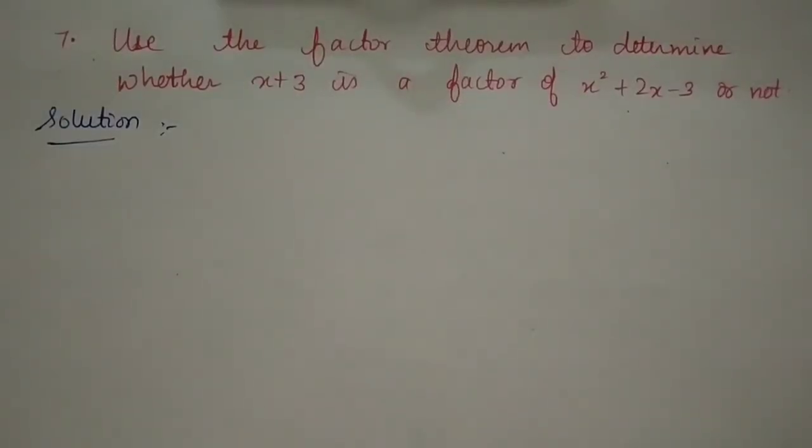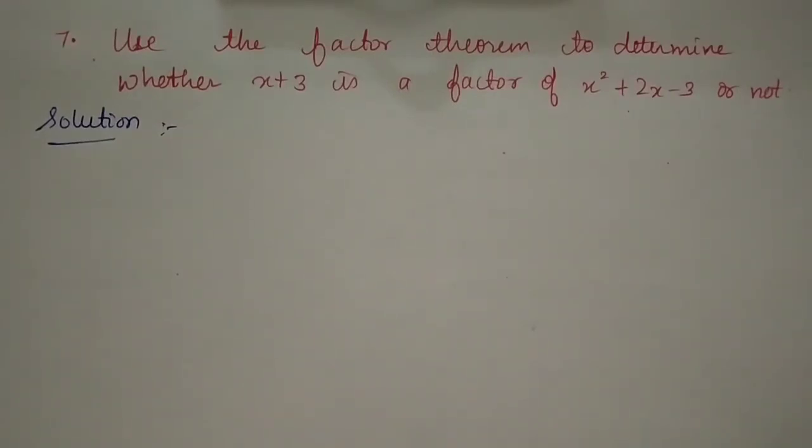Seventh question says, use the factor theorem to determine whether x plus 3 is a factor of x square plus 2x minus 3 or not. Now, first of all, what do you mean by a factor? It is very important for you to understand, children. Suppose I give you a number 10, and the number 10 comes in whose table? 1's table, 2's table, it comes in 5's table and 10's table, right? So 1, 2, 5 and 10 are the factors of the number 10, right?